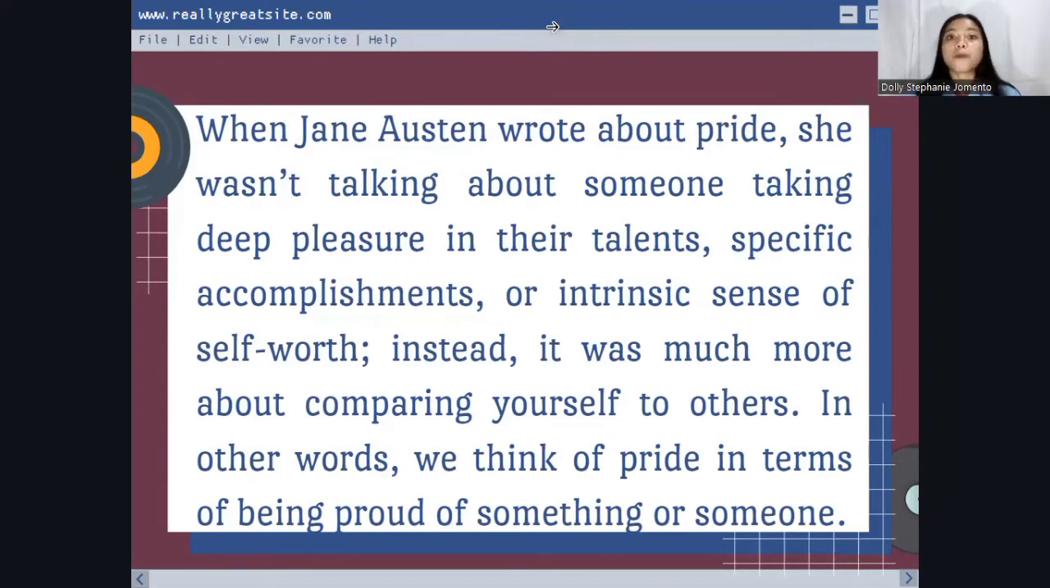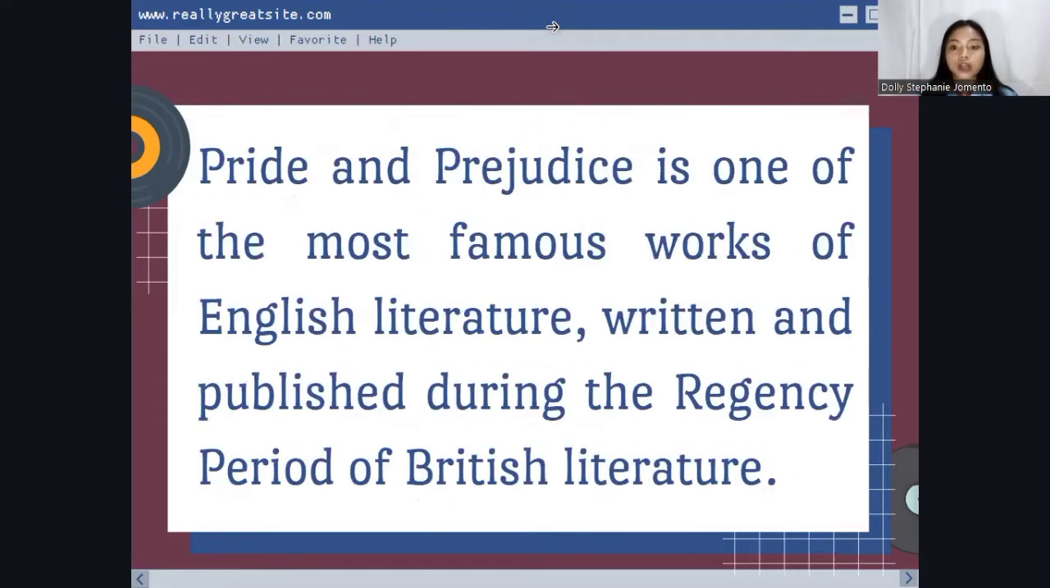Pride and Prejudice is one of the most famous works of English literature, written and published during the Regency period of British literature. So what is the Regency period of British literature?